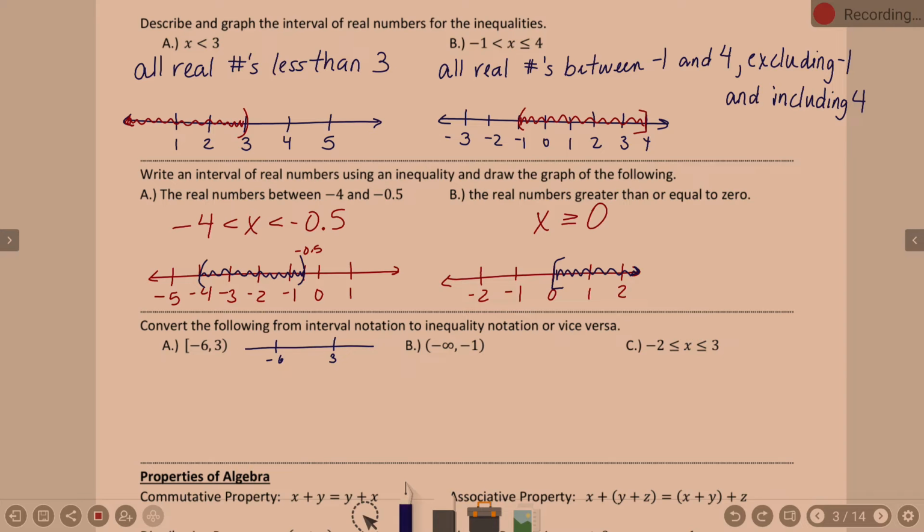Real numbers between -6 and 3. So that means my shading starts at -6 and ends at 3. -6 has a bracket, 3 has a parenthesis. If you need that sketch, there's a little graph to help you visualize it. How do I write that as an inequality? -6 less than or equal to x less than 3.